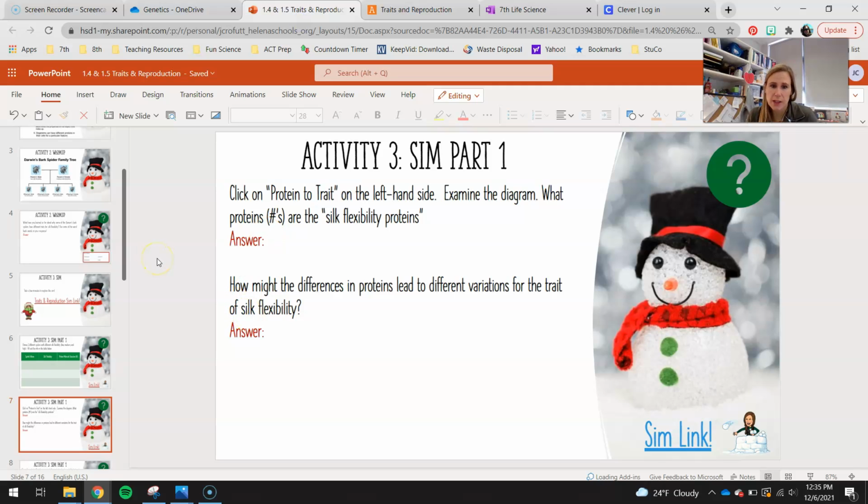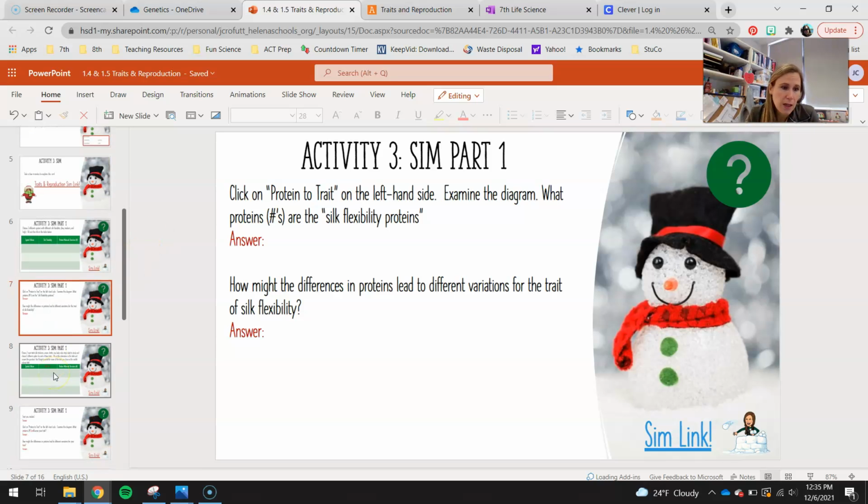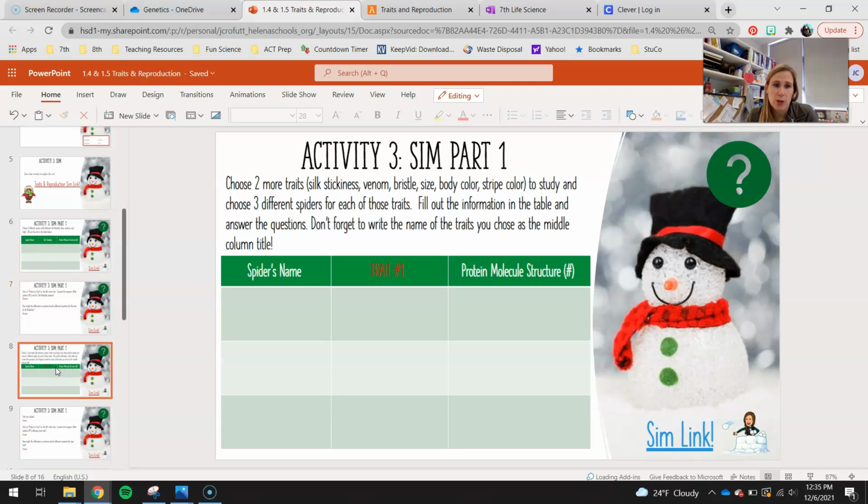Okay? How might the differences in proteins lead to different variations for the trait of silk flexibility? Again, think about how they snap together. Think about what you guys learned with those connects yesterday. Then what you guys will do is choose 2 more traits other than silk flexibility.